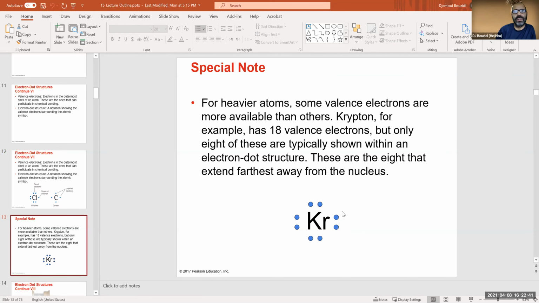Krypton, for example, is inert. It's full. All of its outer shells are represented in here, and those are just the outer shells. However, it has 18 valence electrons in total, and we're not representing 10 of them, okay? Because the other 10 actually sit a little lower, okay? So we're not representing them, we're just representing the outer shell.